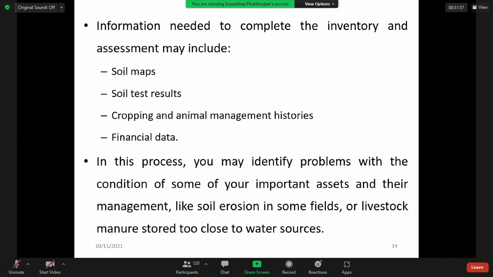And next we will discuss the information needed to complete the inventory and assessment. These are the information we usually consider to assess our natural resources and inventory. The first one is a soil map and soil test results. According to the soil map and soil test results, we can allocate the land area for crop cultivation or animal rearing. Third one, cropping and animal management histories. And fourth one, financial data.